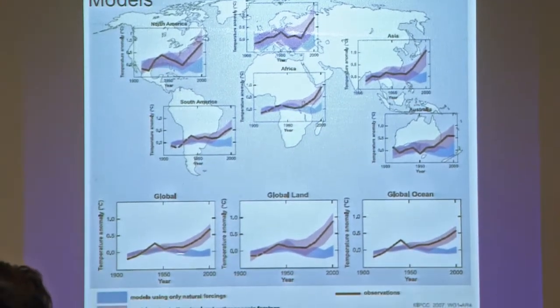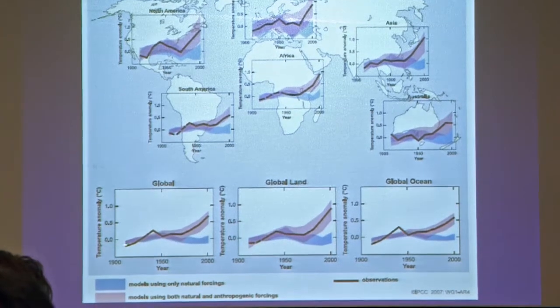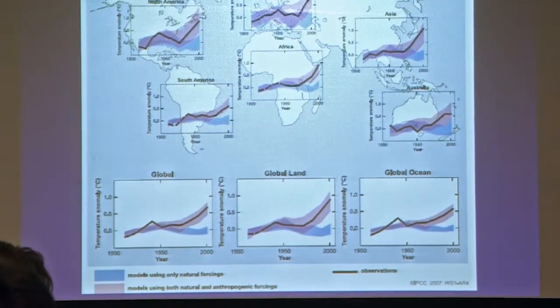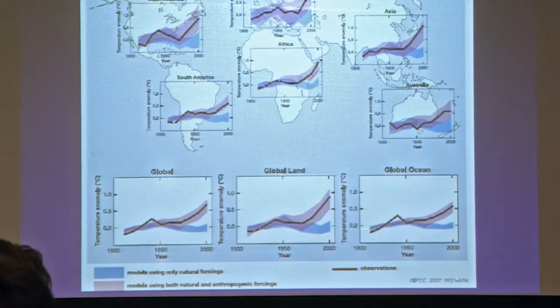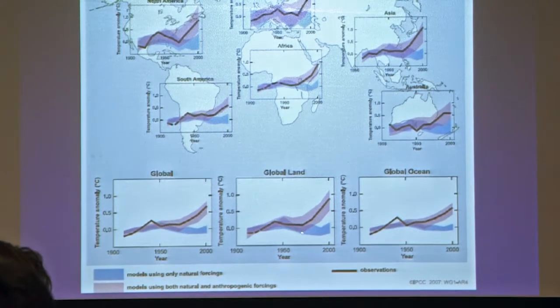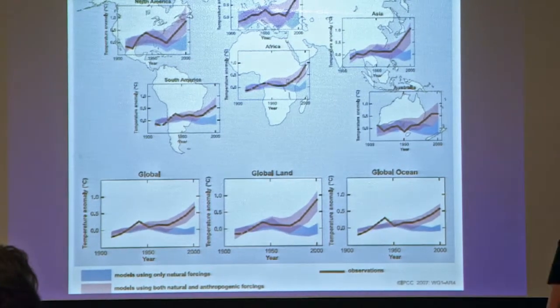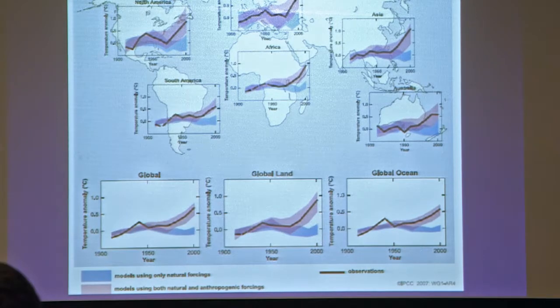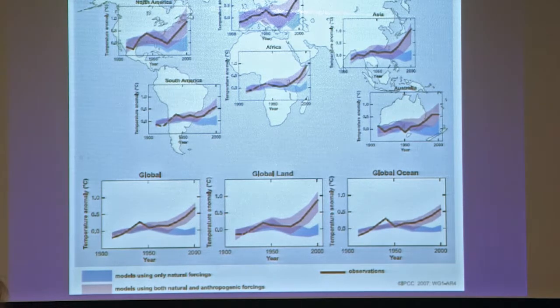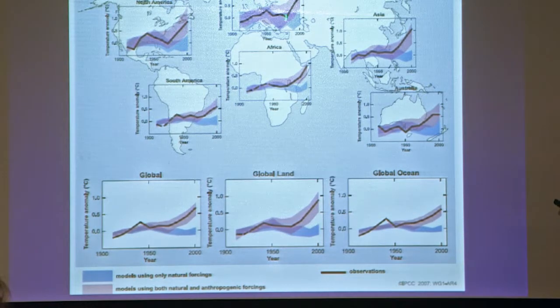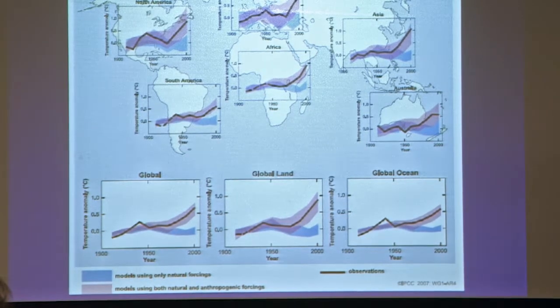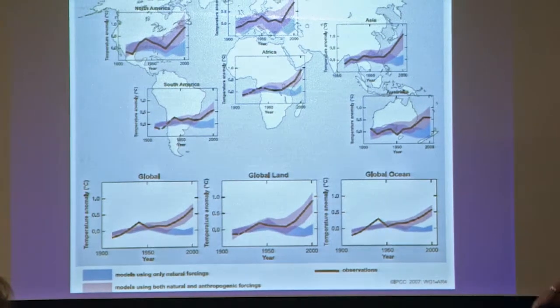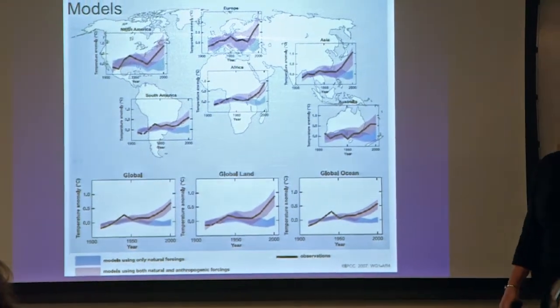The blue is without human impacts, without human forcings. The pink is with. Global land, global ocean. In all of these cases, somewhere a little bit after World War II, we start to see a divergence of these things. And they happen regionally in different regions to different extents. But all of them are starting to show that uptick, okay?